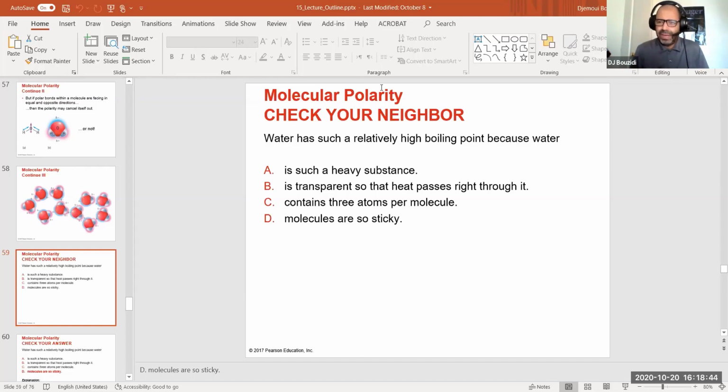As a matter of fact, CO2 is also transparent. And is it because it contains 3 atoms per molecule? So it's actually CO2. Or is it because molecules are so sticky? If you have downloaded this presentation, you know what the correct answer is. Okay, Manuel thinks D. Everybody thinks D because it's actually part of the PowerPoint. But the second question of the day is why?